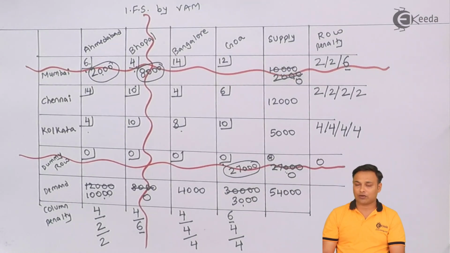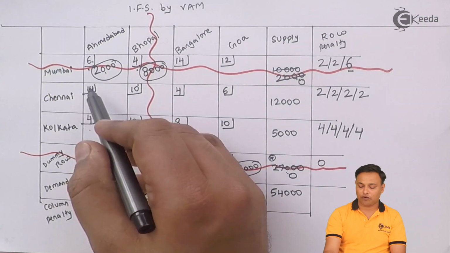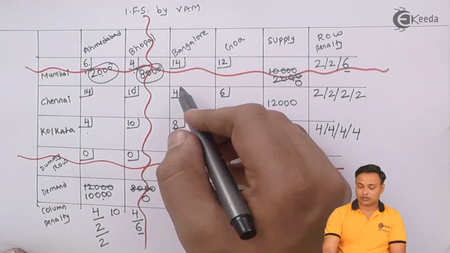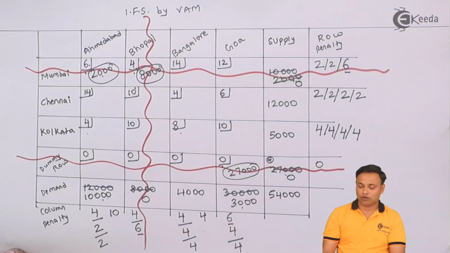And I need to recalculate my column penalties. In the first column, I have 14 and 4. The difference is 10. In the third column, I have 4 and 8. Difference is 4.